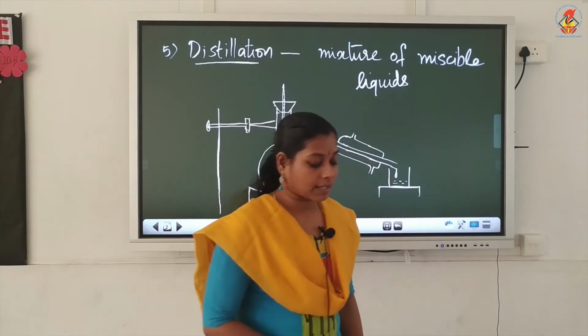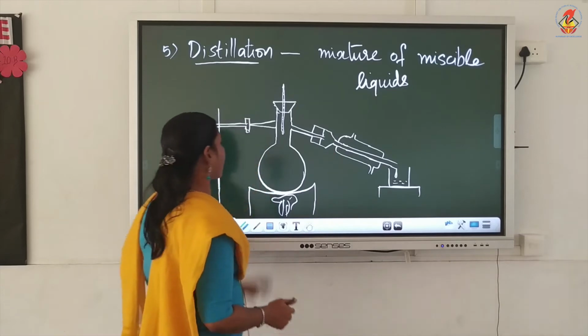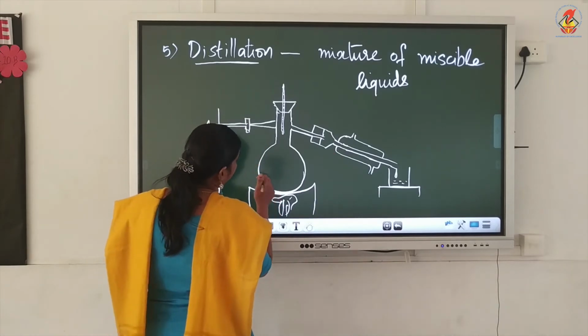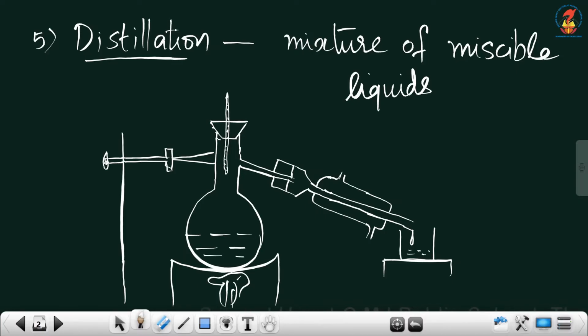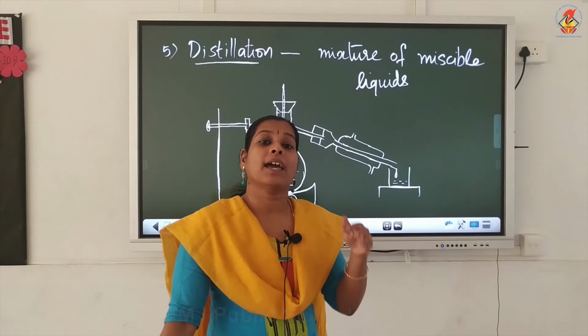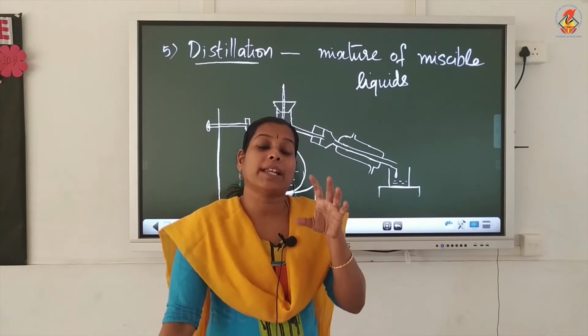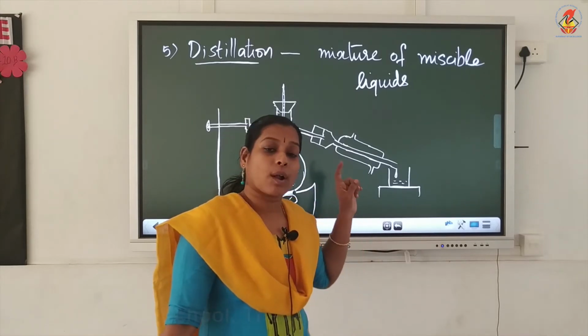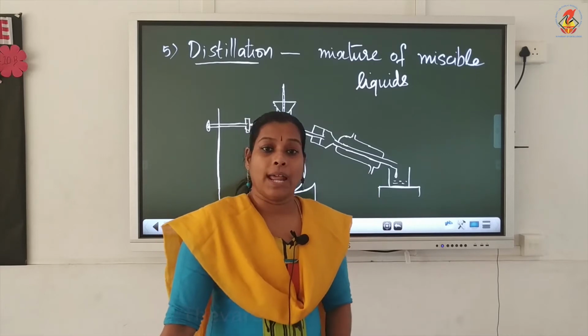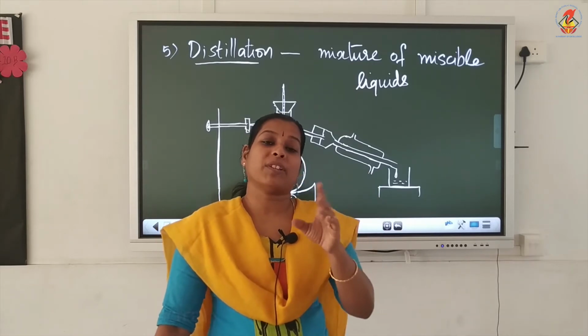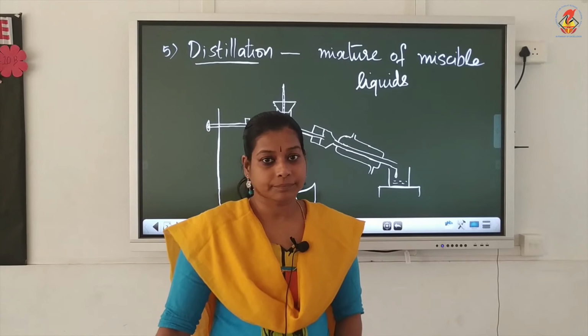For that we can take the mixture in this round bottom flask. Here we are taking the mixture to be separated in this round bottom flask. Children, whenever you are drawing a figure, the correct drawing and labeling is very important. Labeling means all the required things you have to label. Without labels, the picture is incomplete.